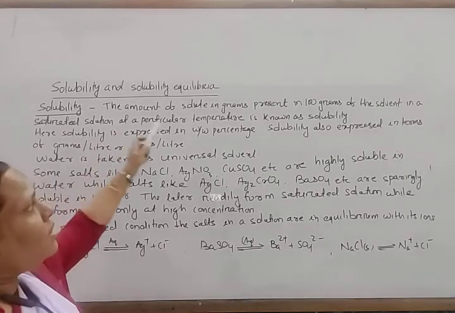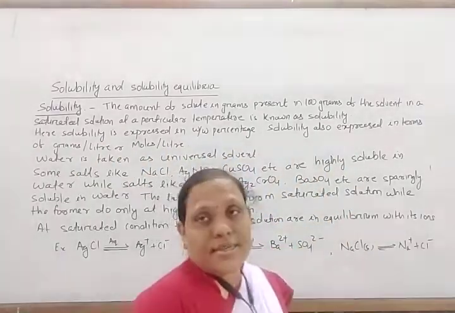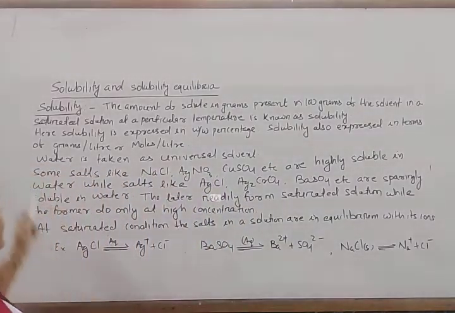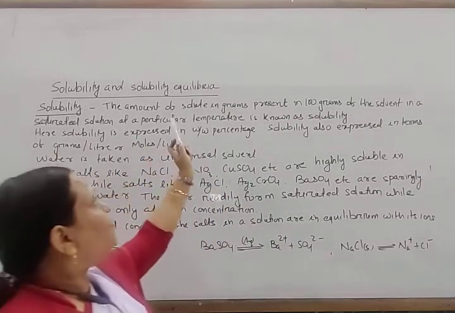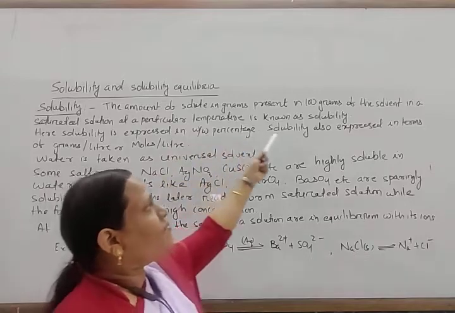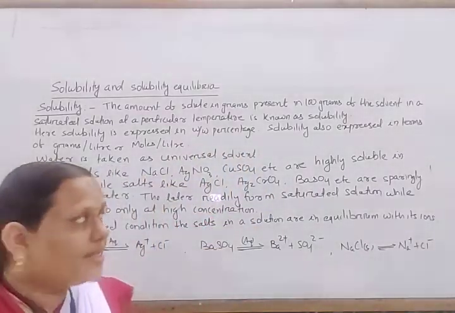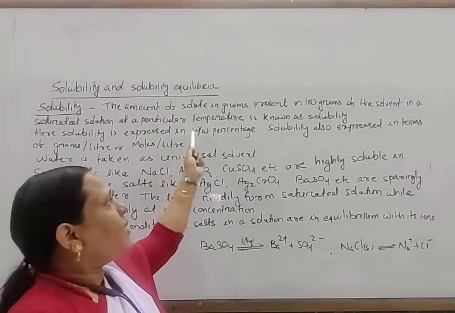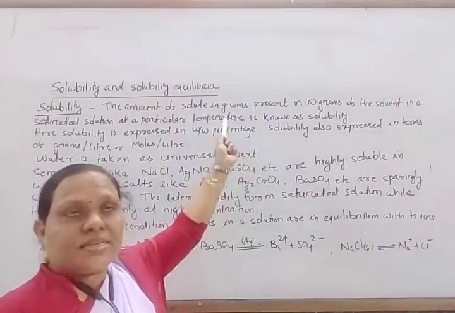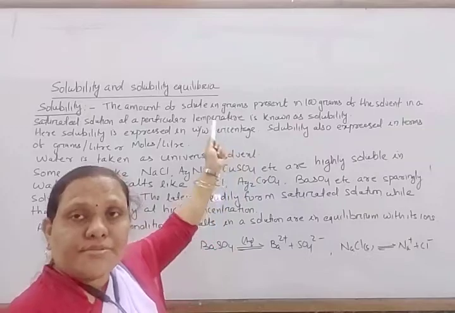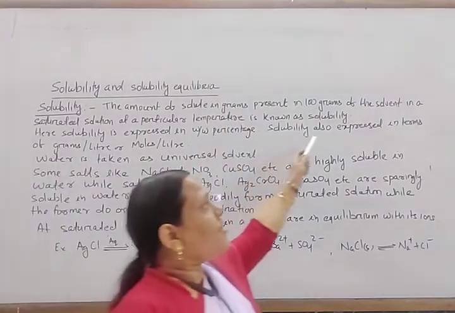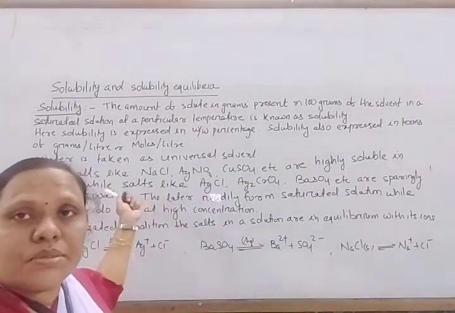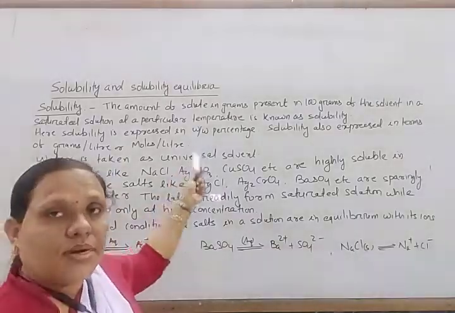So solubility is the amount of solute in grams present in 100 grams of the solvent in a saturated solution at a particular temperature. Here solubility is represented as a weight by weight percentage. Solubility is also expressed in terms of grams per liter or moles per liter.